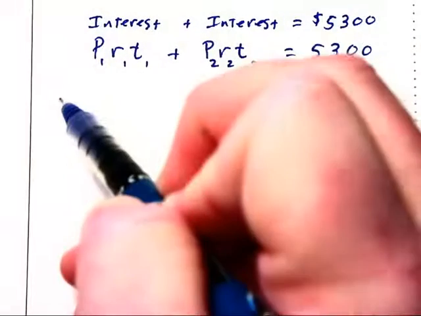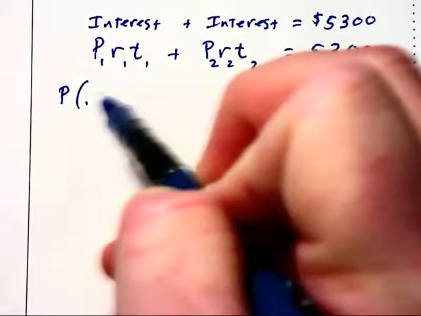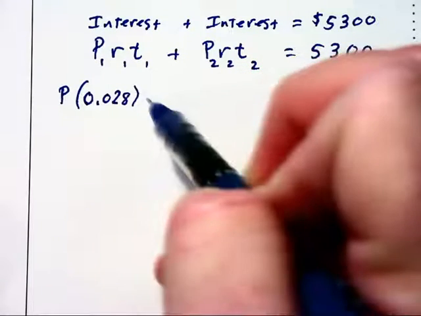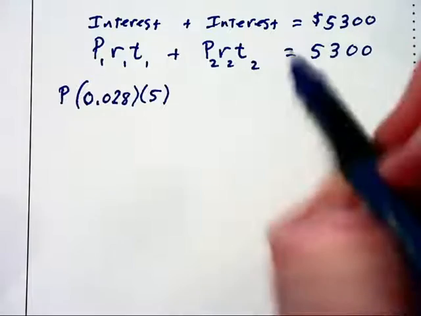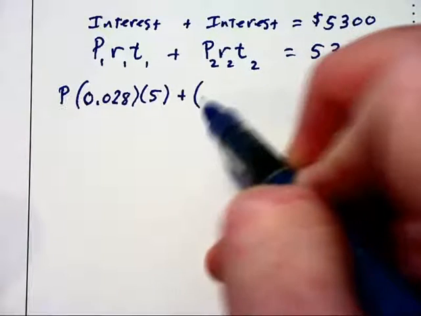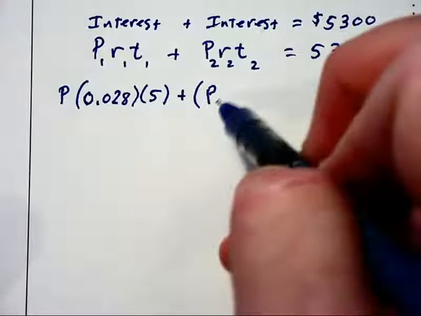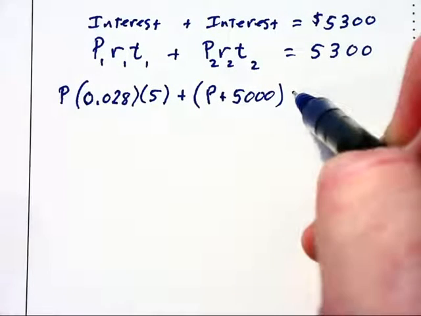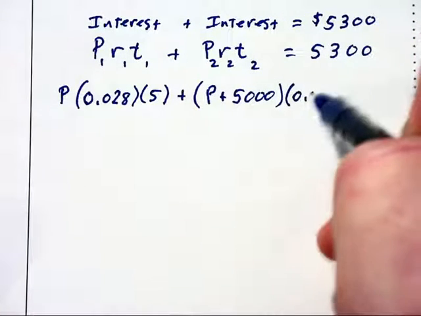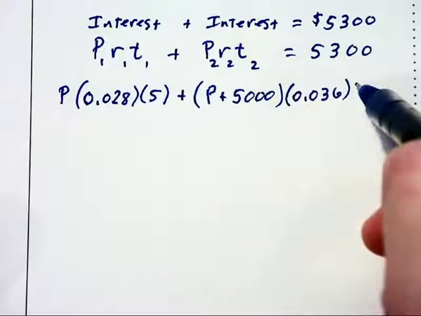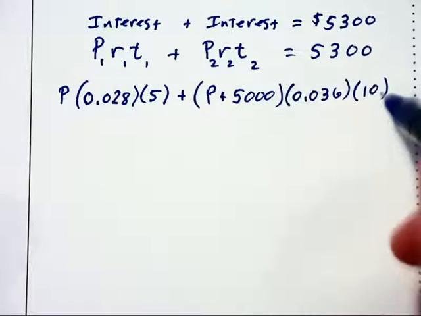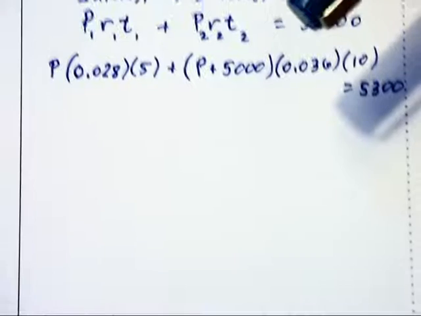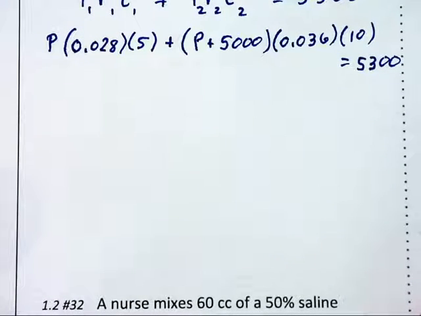The first principal is unknown, but we are given a 2.8% interest rate, which I'm going to write as 0.028, and this is being invested for 5 years. The second investment is for $5,000 more than the first, so I'm going to substitute P2 with P plus 5,000 times the interest rate 3.6%, which I will write as 0.036, times the length of the term, which is 10 years, equals $5,300.